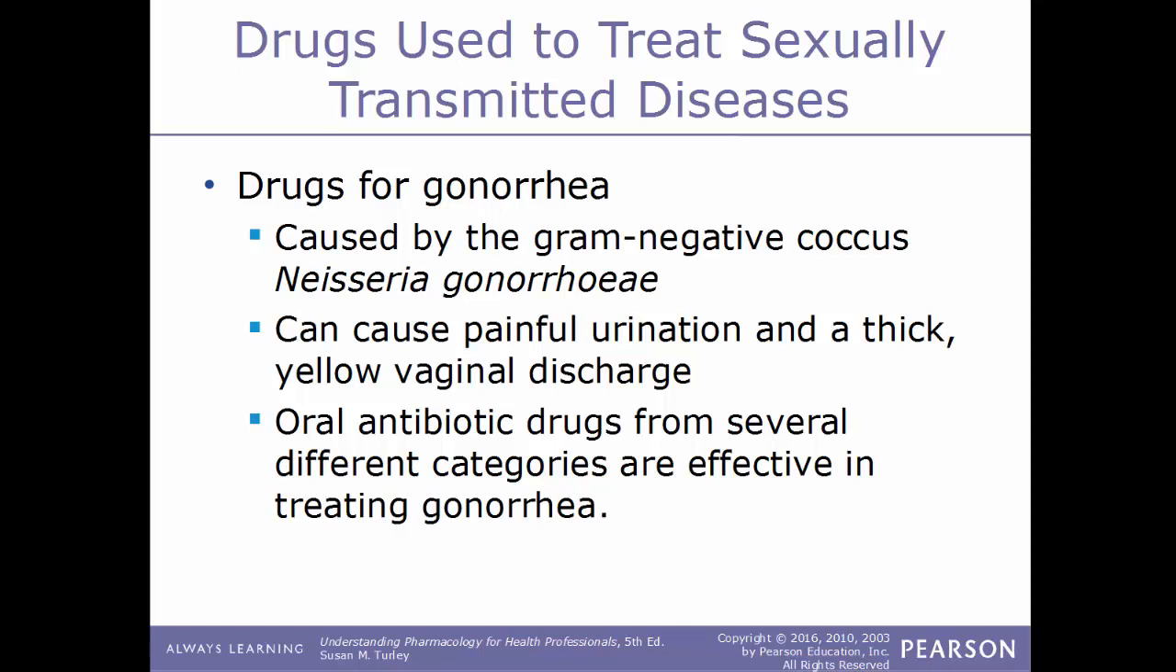Alright, now we'll talk about drugs that are used to treat STDs, sexually transmitted diseases. And we'll start off with gonorrhea. Now, gonorrhea is caused by the gram-negative coccus bacteria, Neisseria gonorrhoeae. This can cause painful urination and also produce a thick yellow discharge from the vagina. Now, oral antibiotic drugs from several different categories are effective in treating gonorrhea.